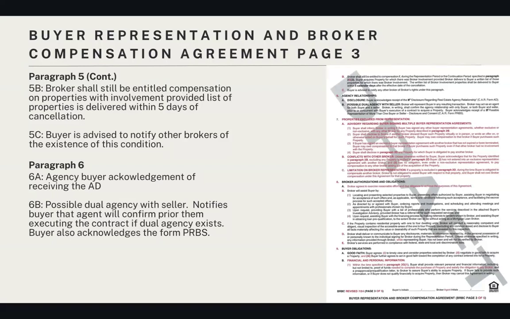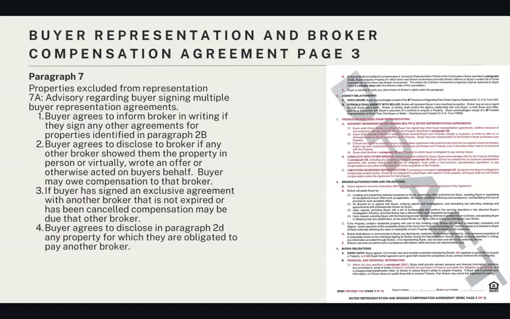Paragraph 6, standard agency, buyer acknowledgement of receiving the AD. Paragraph 6B, also possible dual agency with the seller. It notifies the buyer that the agent will confirm prior to them executing the contract if dual agency exists. They're also acknowledging the form PRBS is in place. So those are two items that are fairly standard, but you're going to be dealing with those things more upfront than you would in a normal transaction, or the way it's always been.